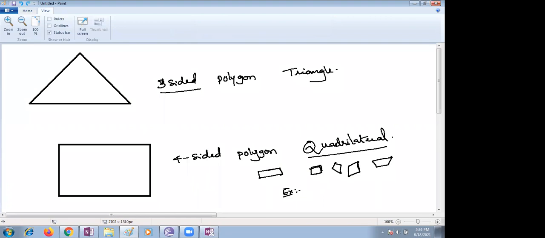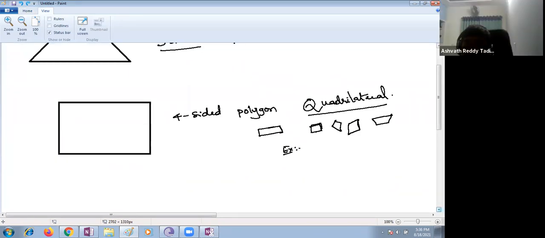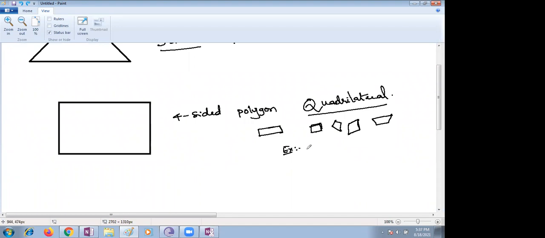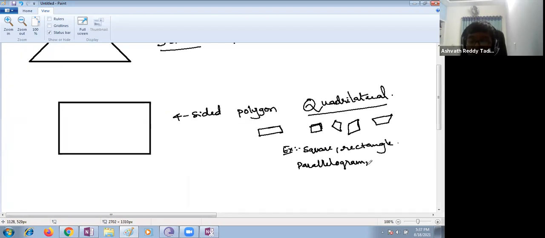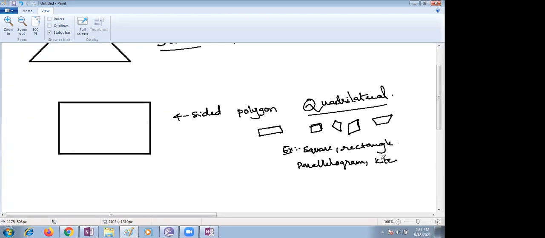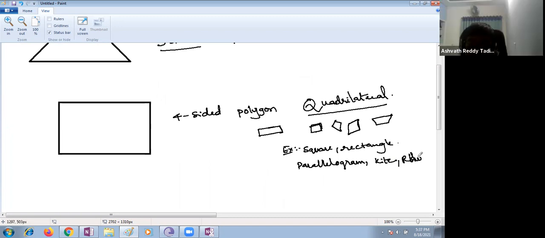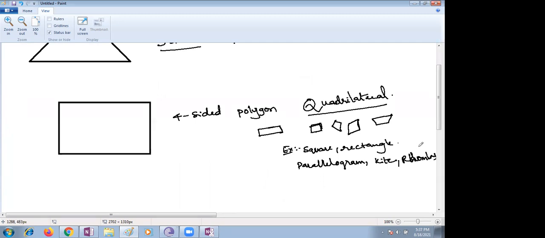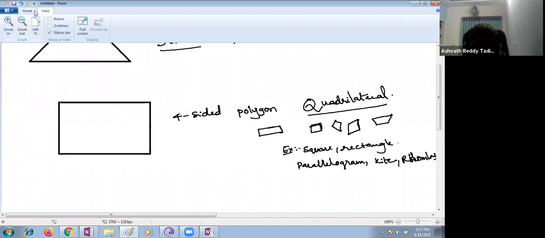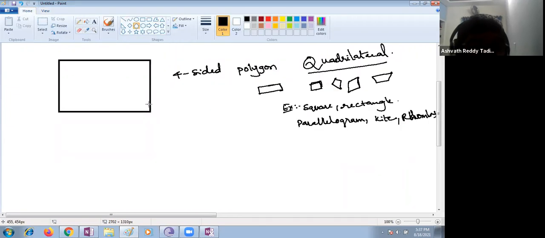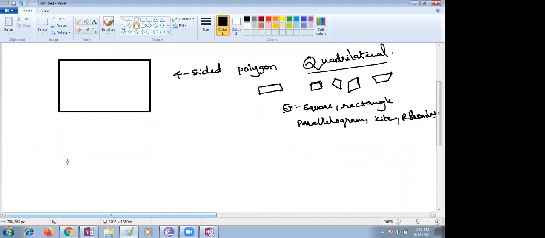Quadrilateral is over. Shall we go with the 5-sided polygon, children? What are examples of 4-sided polygons, quadrilaterals? You can write square, rectangle, parallelogram, kite, rhombus. These are the examples of quadrilateral. Now let me take something else, ma'am, trapezoid. In the USA they call it trapezoid, so we can call it trapezium.